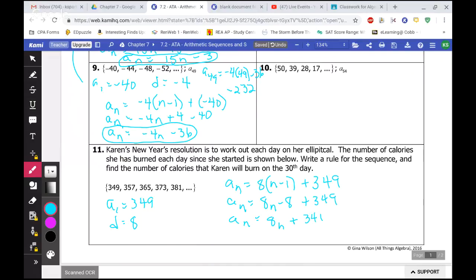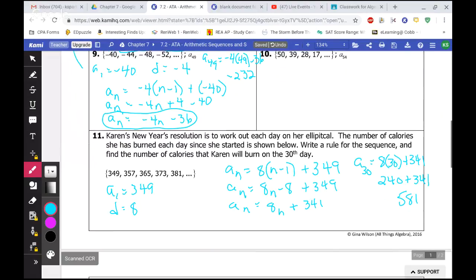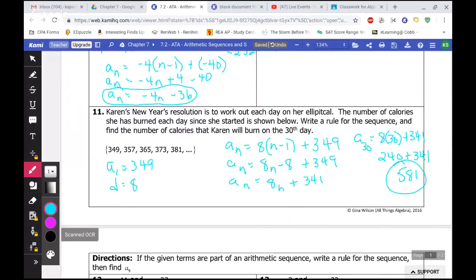341. Now, to figure out where she'll be on day 30, you'll plug in 30 for n. And we find that Karen will be burning 581 calories on the 30th day. This is the rule.